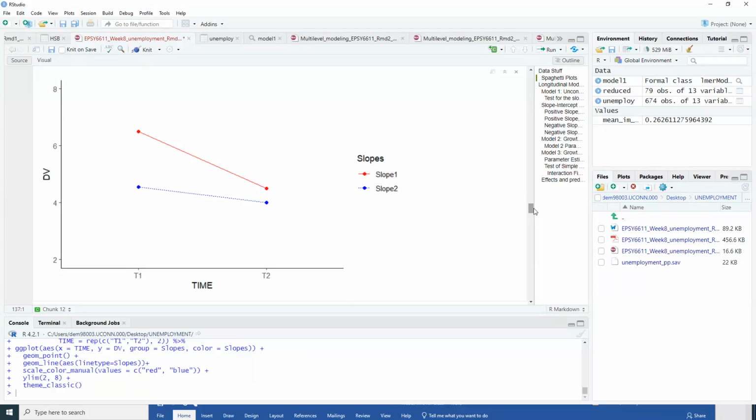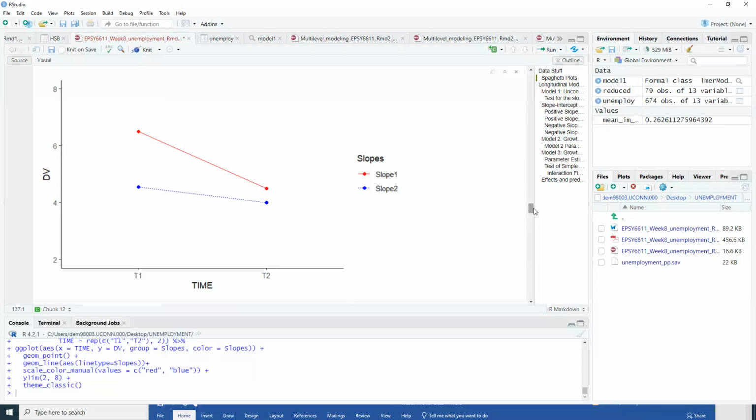Again, if you look across these four, you'll see that in both the positive and negative slope cases, you get a fan-shaped pattern when you have a positive correlation between the intercept and slope. And in both cases, you get this pincher pattern when you have a negative correlation between the slope and the intercept. But it's really the negative correlation saying, I have a negative slope, and it's getting even more negative for people who start higher.